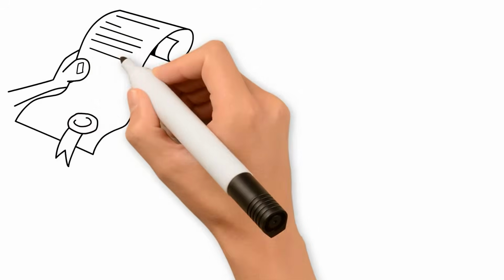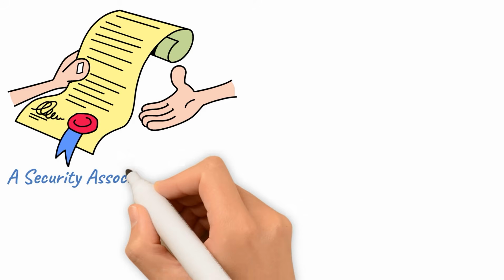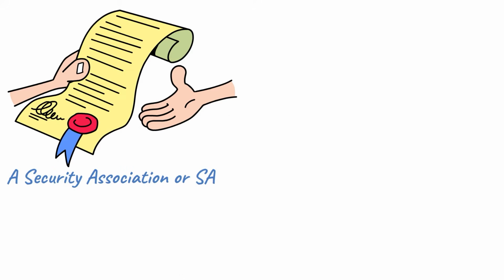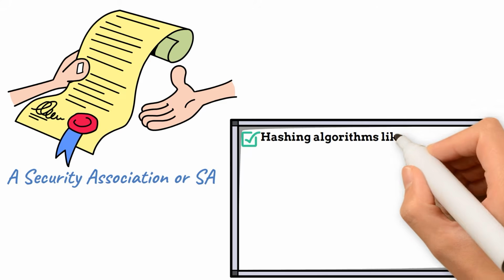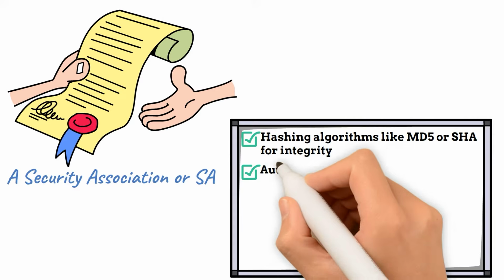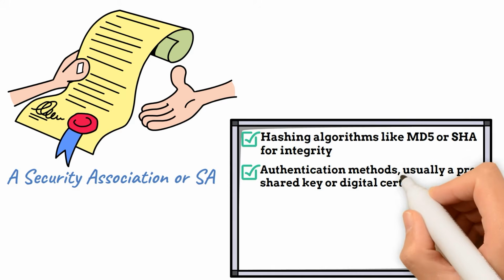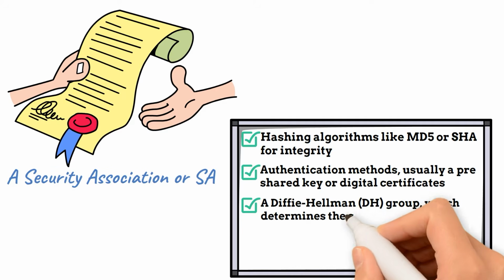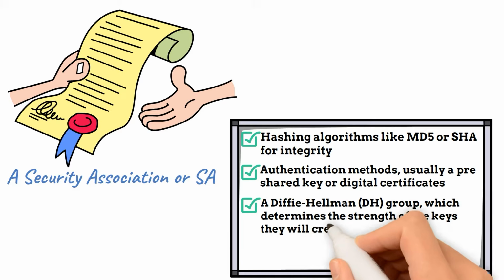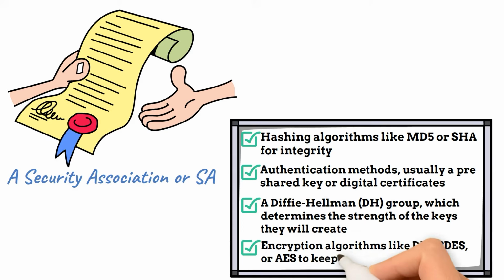Inside Phase 1, the peers negotiate a set of security rules called a Security Association, or SA, agreeing on several items. Hashing algorithms like MD5 or SHA for integrity. Authentication methods, usually a pre-shared key or digital certificates. A Diffie-Hellman group, which determines the strength of the keys they will create. Encryption algorithms like DES, 3DES, or AES to keep the conversation private.